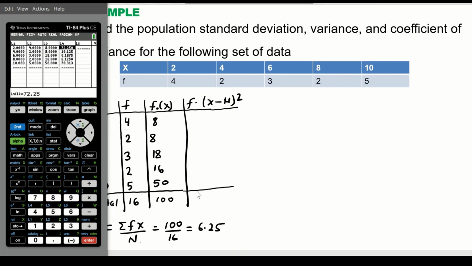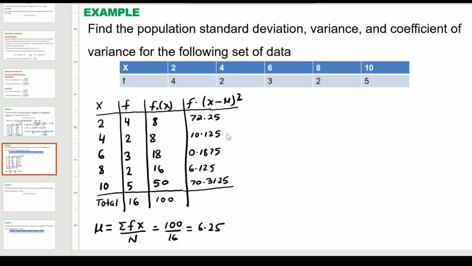So let me write these values here. After you complete this column, add all the values in this column: 72.25, 10.125, 0.1875, 6.125, and 70.3125. You should get 159. Make sure you check this in your calculator.